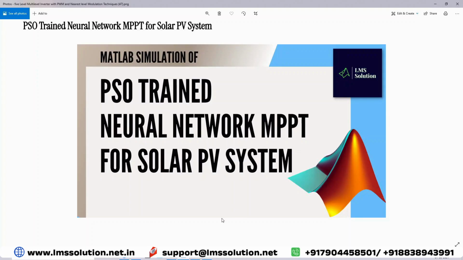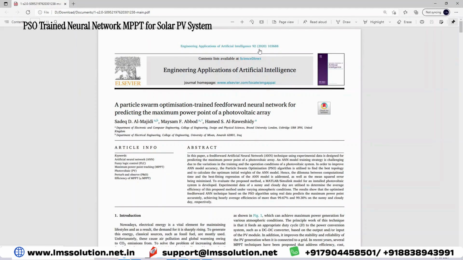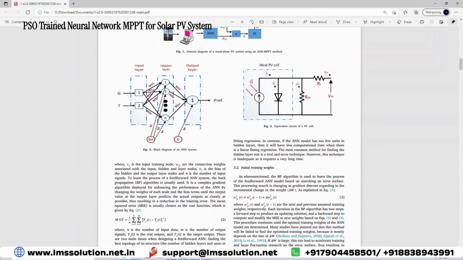In order to implement this, I have referred to the following paper published in the year 2020: Particle swarm optimization trained feedforward neural network for predicting the maximum power point for photovoltaic array. Normally, for the artificial neural network, first you have to see the structure of the artificial neural network.